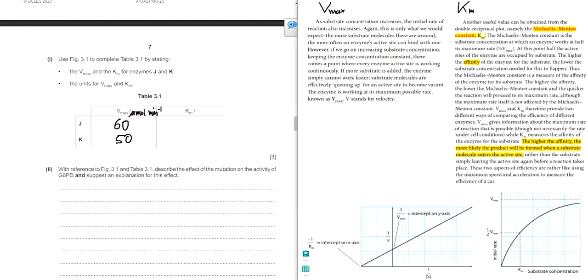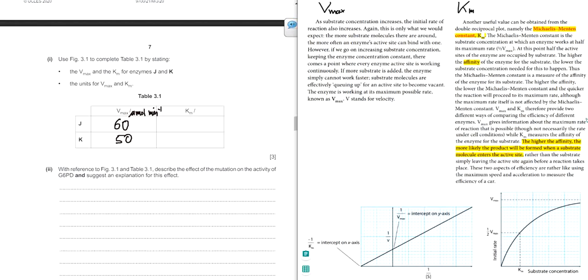Okay, Km, the Michaelis-Menten constant. What is Km? Another useful value can be obtained from the double reciprocal plot, namely the Michaelis-Menten constant. The Michaelis-Menten constant is the substrate concentration at which an enzyme works at half its maximum rate, half Vmax. At this point, half the active sites of the enzyme are occupied by substrate. The higher the affinity of the enzyme for the substrate, the lower the substrate concentration needed for this to happen.